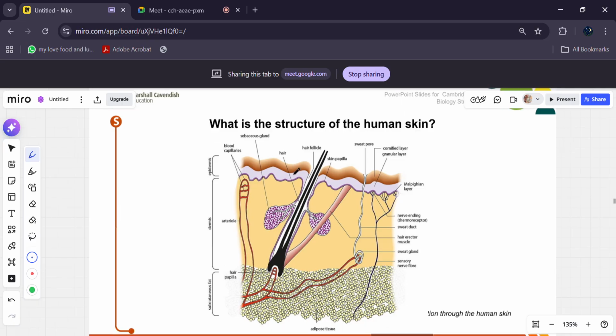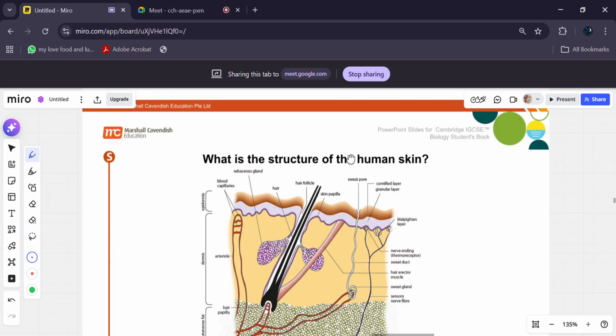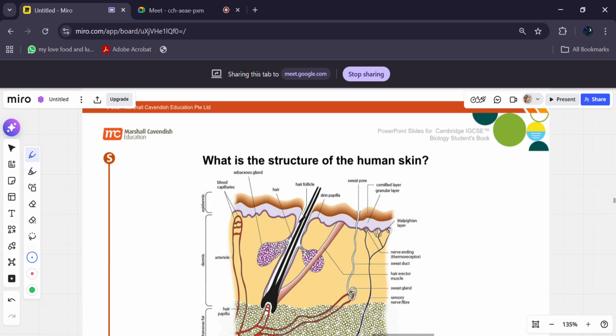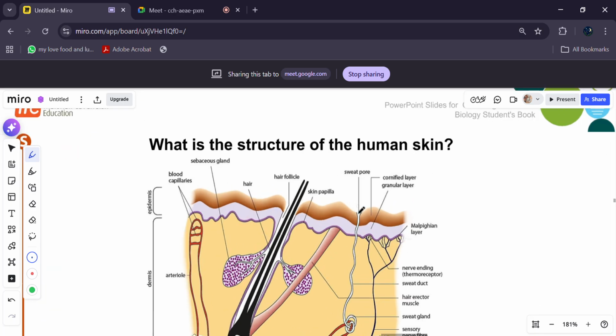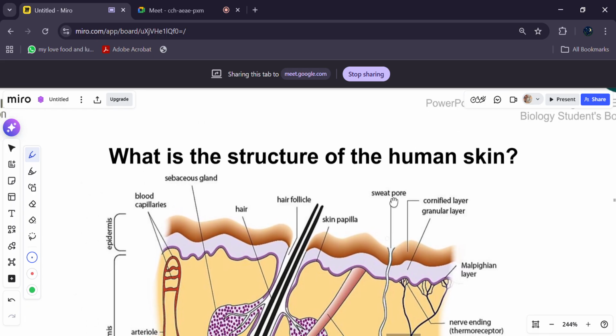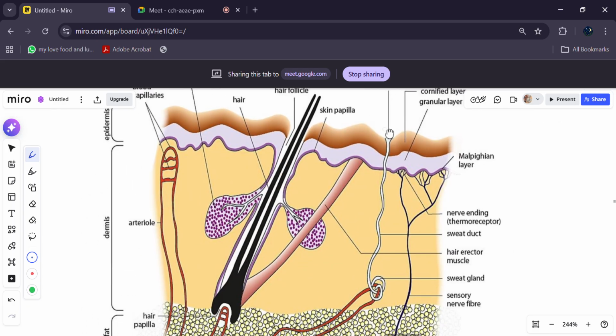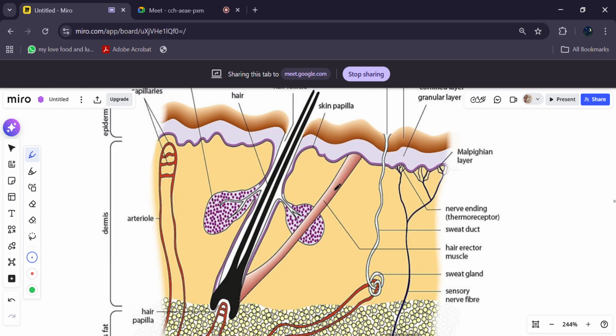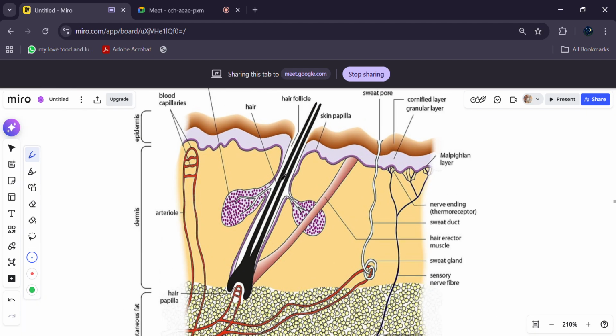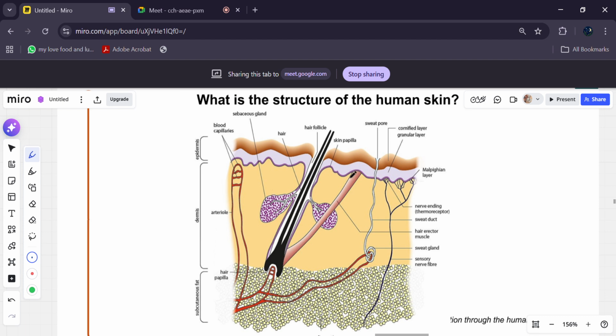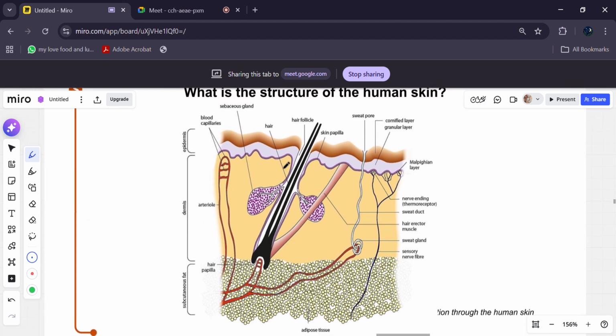Now here is a human skin. Your skin forms a protective layer covering our body surface. It also plays a role in regulation of our body temperature and excretion. So how does our skin perform these functions? To understand this, we must learn the structure of the skin. So here is a diagram and structure of the human skin.